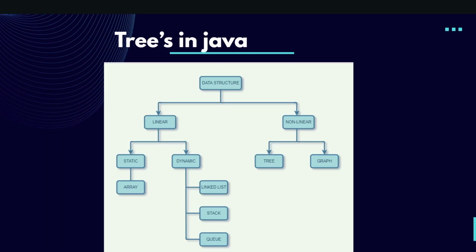If you look clearly over here, we have a data structure. Now I am explaining the structure of the tree with the help of this diagram. Data structures have two types, linear and non-linear. In the non-linear structure we have trees and graphs. In the linear structure we have static and dynamic. In static we have arrays, in dynamic we have linked list, stack, and queue. We have already covered these three concepts in the previous sessions. Please see that.